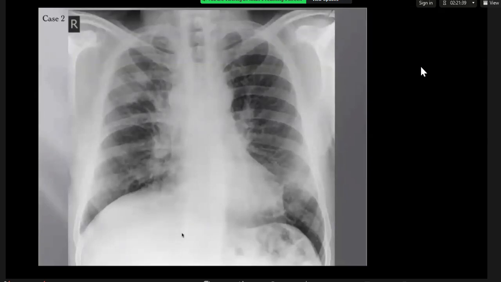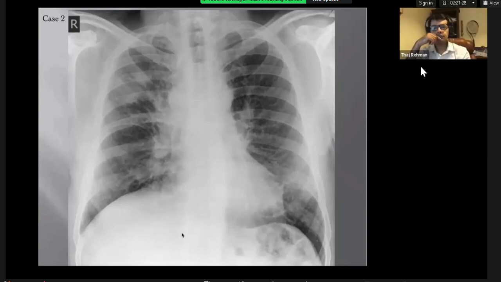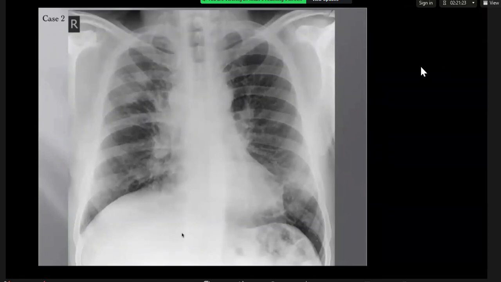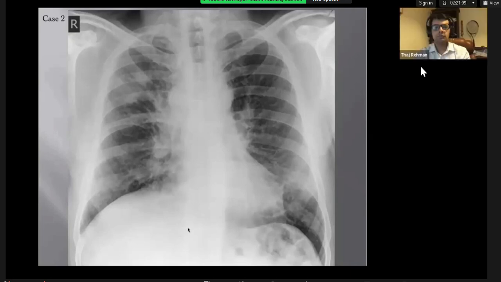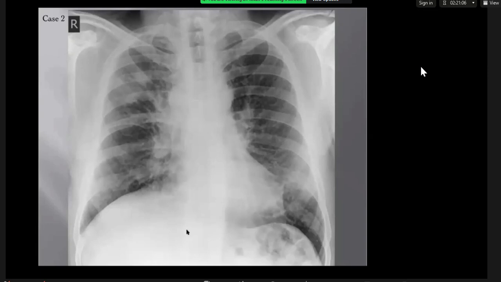But based on what I can see, as I was saying, I can see an area of increased density in the left mid to lower zone. On the right side, there looks like there's maybe some patchy opacities in the right upper and middle zones, and I can't clearly see the right heart border. The chest X-ray seems to be quite well centered, so I don't think it's projectional.